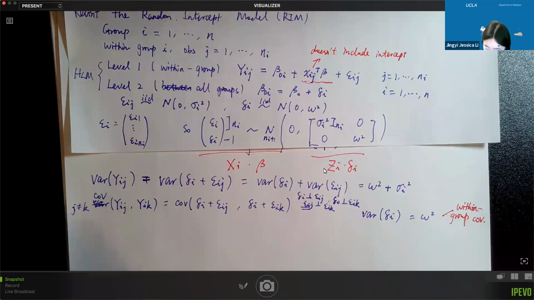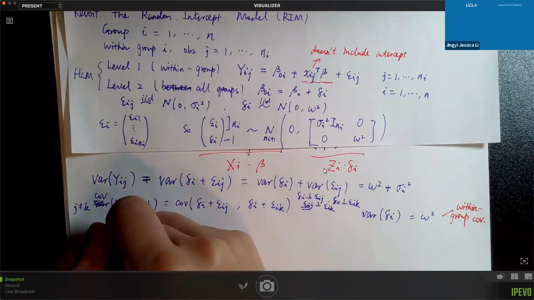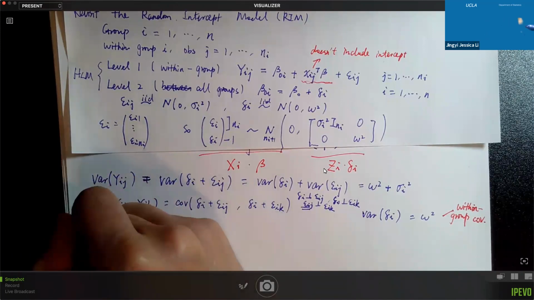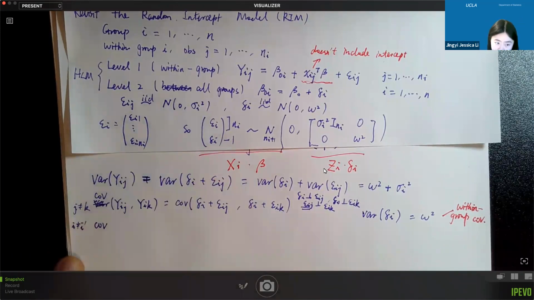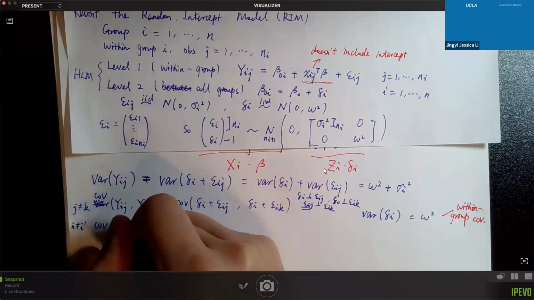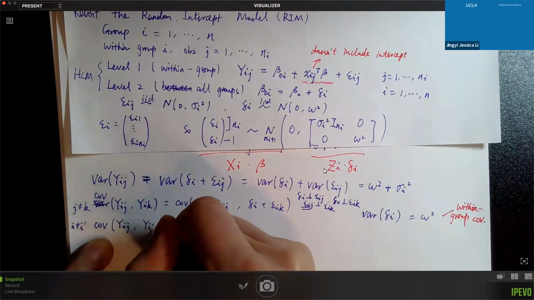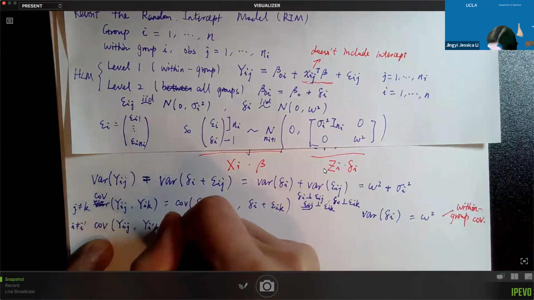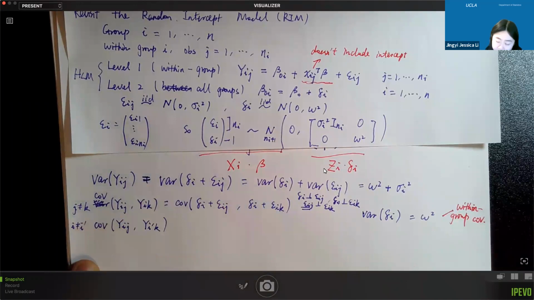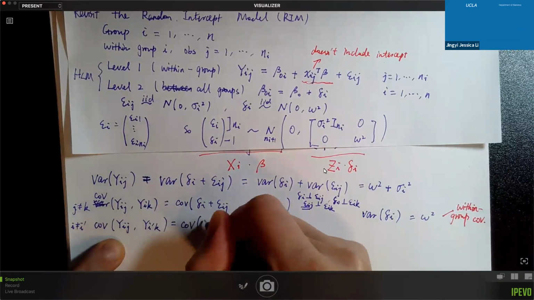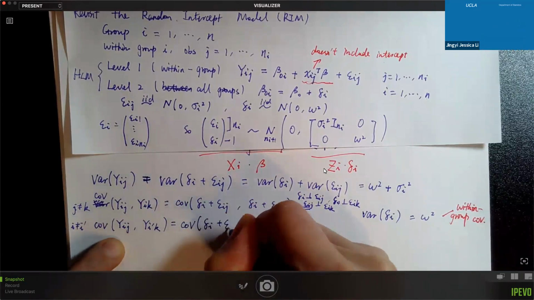Okay, now let's take a look at the covariance between two observations from different groups. Let's say here I have i not equal to i prime. So now let's look at the covariance of Yij and Yi'k. The j and k could be the same or could be different, but the groups are different. So now let's use that model to write it out again. Again, the random part only. This is delta i plus epsilon ij.